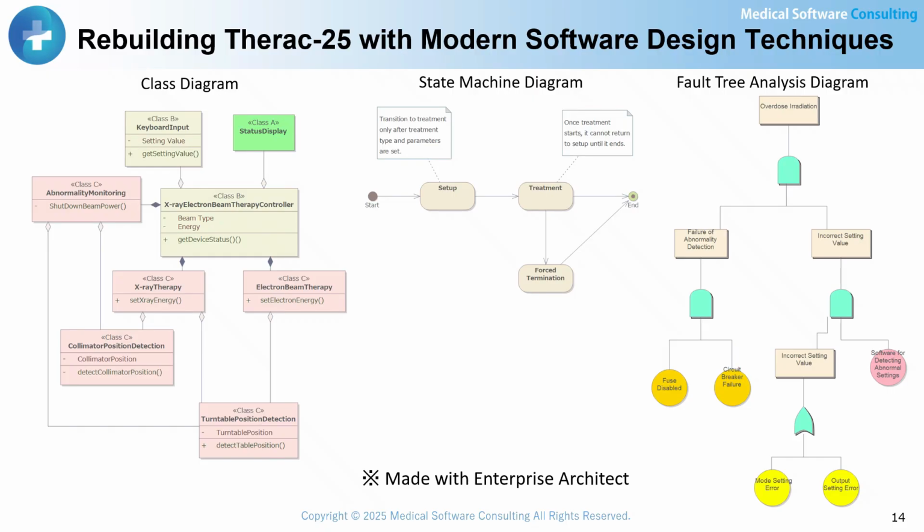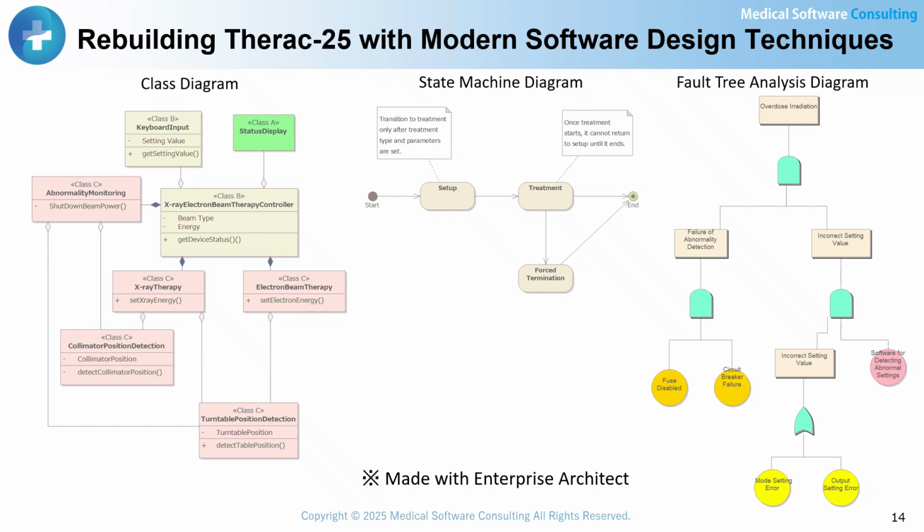The classes shown here for X-ray treatment, electron beam treatment, abnormality monitoring, collimator position detection, and turntable position detection are all classified as Software Safety Class C under IEC 62304. Class C applies to software whose failure could result in serious harm to the patient. At this level, complete requirements specifications, rigorous design integrity, and thorough regression testing after any change are mandatory. By clarifying responsibilities and preserving independence between classes, both unit testing and regression testing become easier.